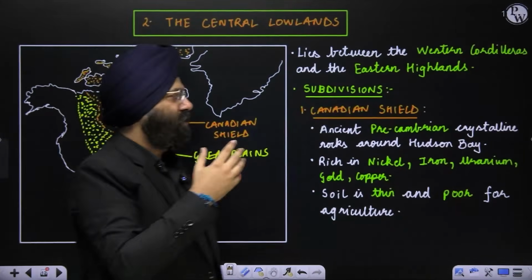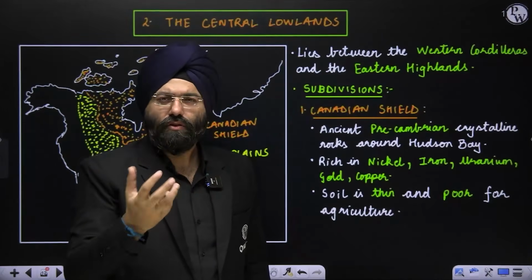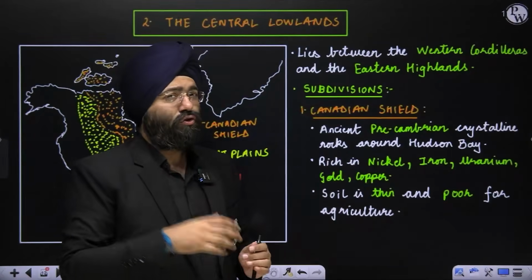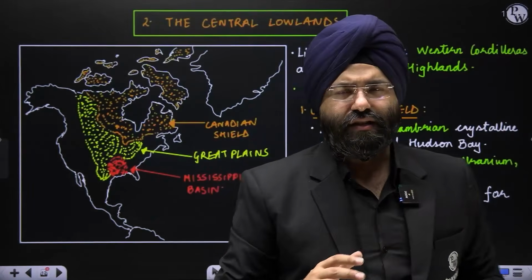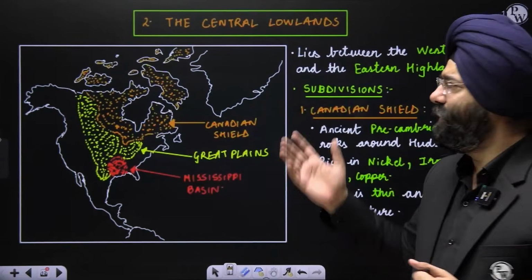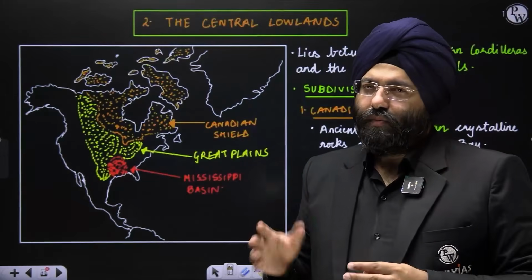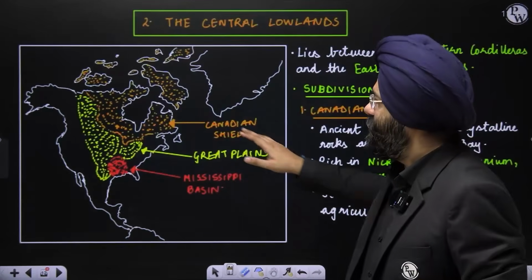Now, because it is pre-Cambrian rock, it has a lot of minerals also, in the form of nickel, iron, uranium, gold and copper. Now the soil is thin and it is poor, not so fit for agriculture. Along with it, you already know that the climate over here is very harsh, right? So already agriculture is not possible over here. So this is the Canadian Shield part.